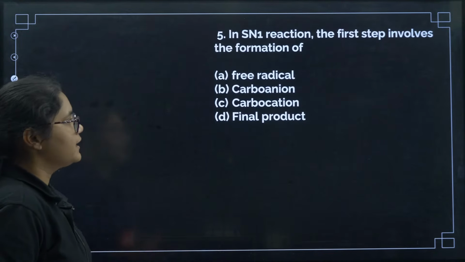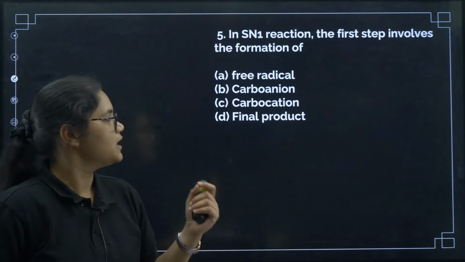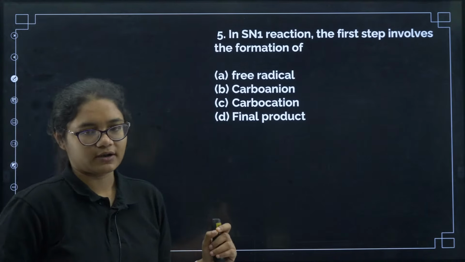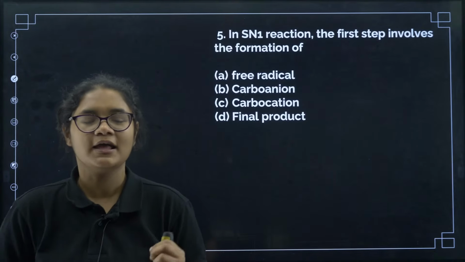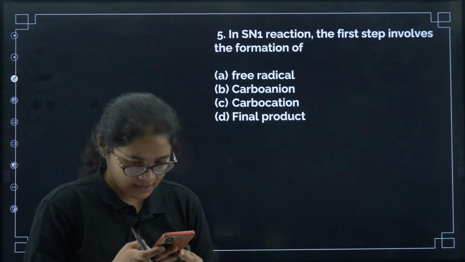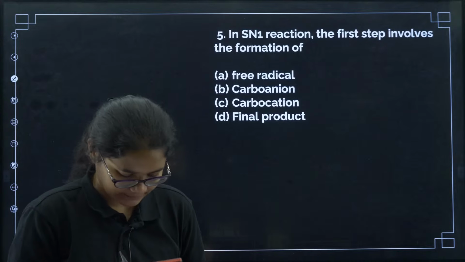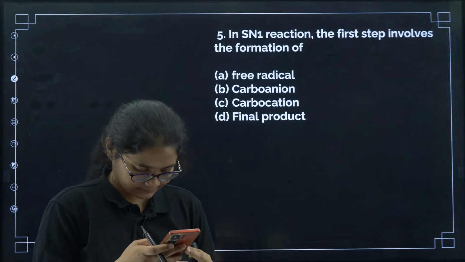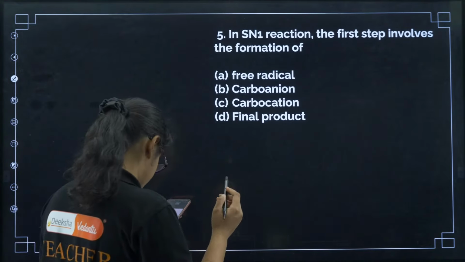Next question. In the SN1 reaction, the first step involves the formation of a free radical, carbanion, carbocation, or final product. We discussed yesterday, right? What is the SN1 mechanism? How many steps are there? So what is the first step in the SN1 reaction? Please answer quickly. Yes, carbocation is the correct answer.